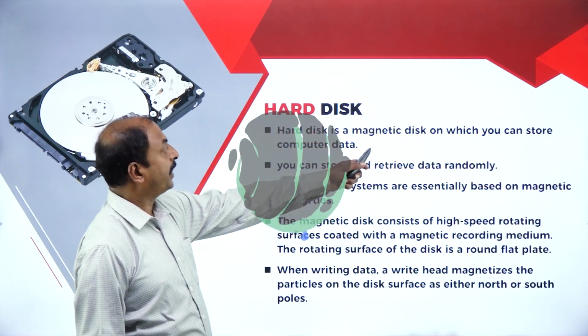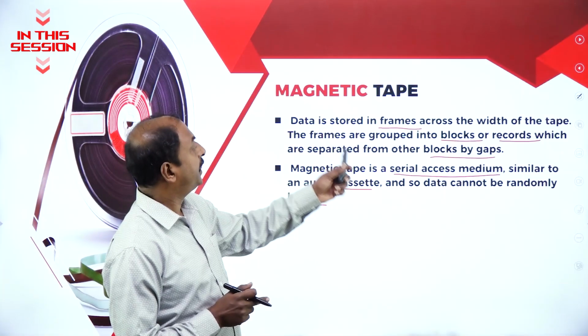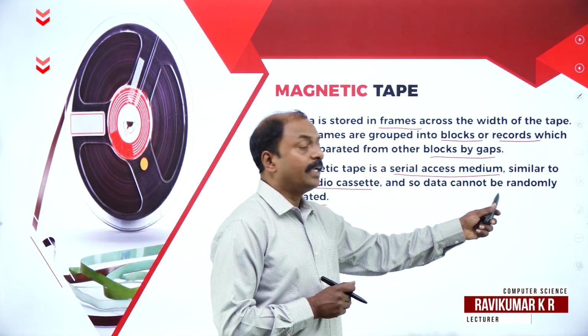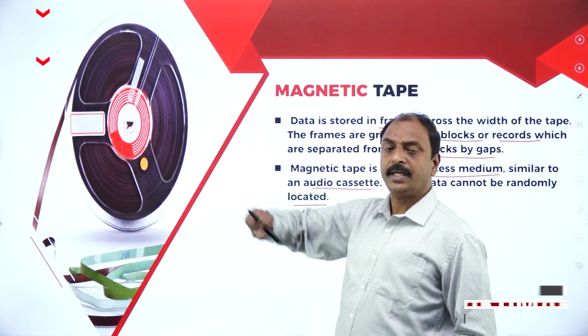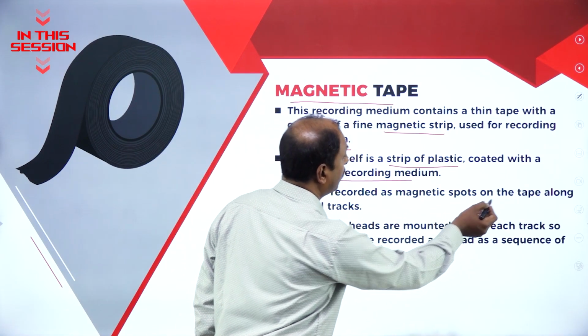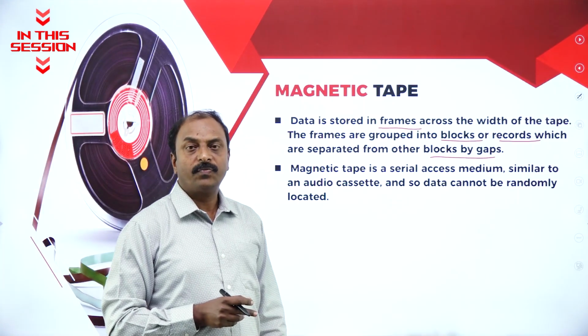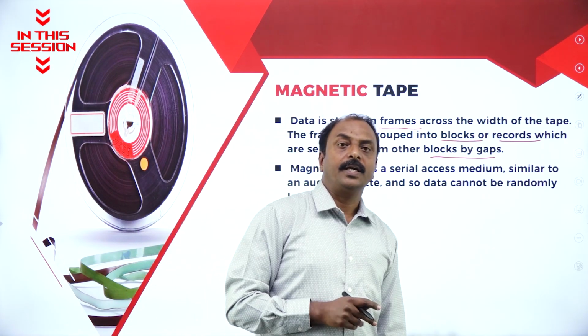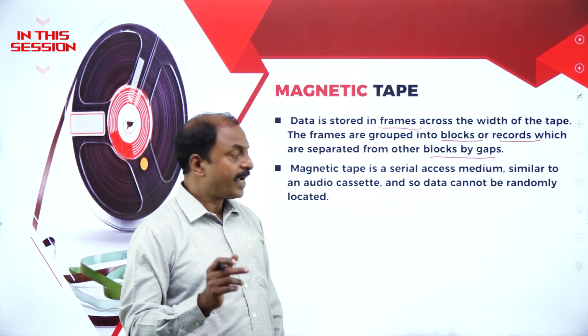Hard disk is a magnetic disk on which we can store computer data. Data has to be accessed sequentially using magnetic tape. Bits are recorded as a magnetic spot on the tape along several tracks. So what are frames? Frames are a group of blocks separated by a gap.